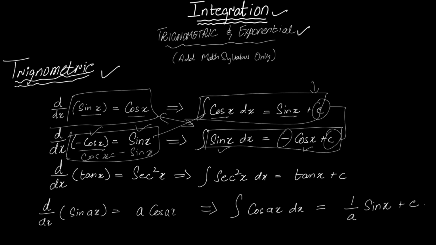Okay. Similarly, when we differentiated tan x, we will get sec square x. Now that we integrate sec square x, we'll get tan x plus a constant.